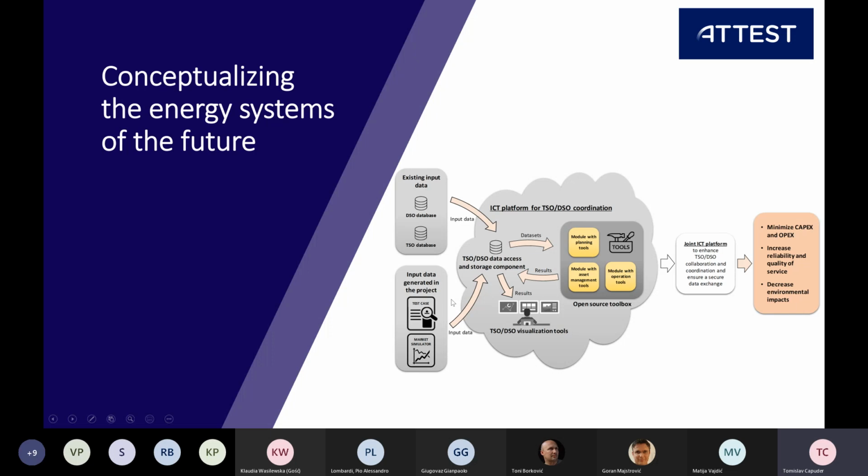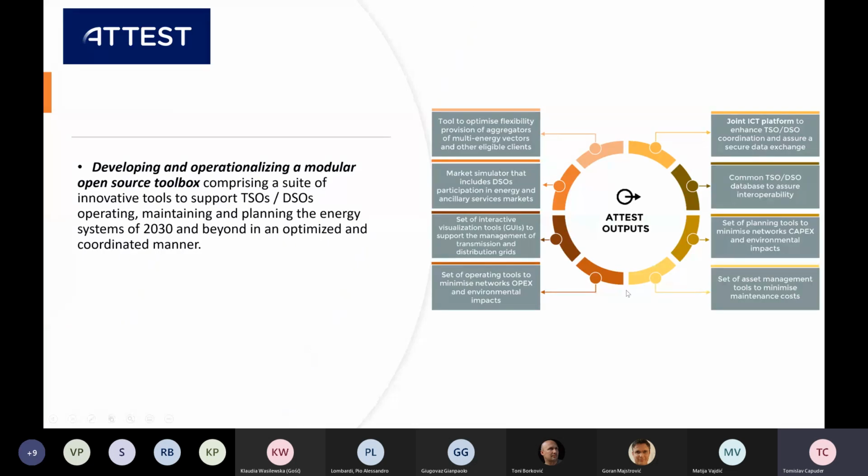So this is the concept of the energy system of the future. We put in the existing data and the data that we generate within the project. So we are, of course, preparing additional data because, as I said, some observability aspects, especially in the distribution network in 4 different countries, are not available. We put it in this ICT platform where we perform different operational and planning aspects. And this has the idea of minimizing CapEx and OpEx on both distribution and transmission, increase the reliability and quality of service, and decrease the environmental aspects. So these are just the outputs.